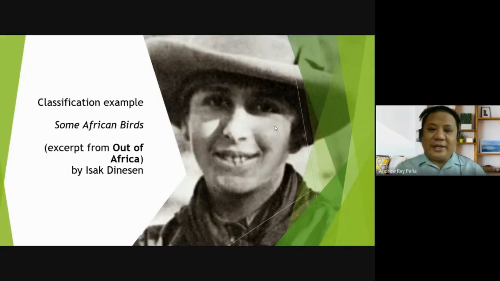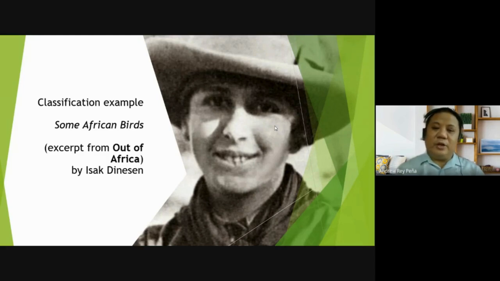We have a classification example. This is a classic essay about some African birds. This is an excerpt from Out of Africa by Isak Dinesen. Isak Dinesen was a Dutch woman. She was a colonialist. She and her husband owned a large tract of land in Africa, and she wrote about the things she had seen in Africa.